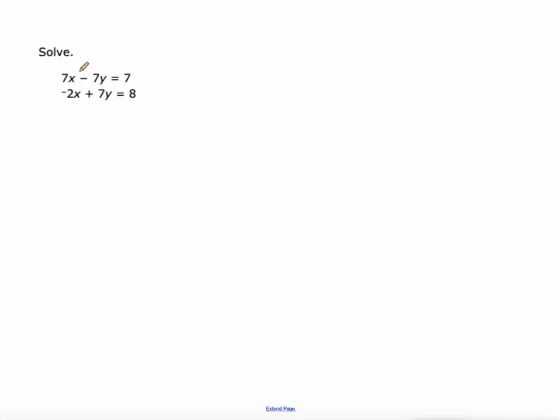Alright, so this one, I noticed the negative 7y and the positive 7y, and this is built for the elimination method or the combination method, where you add those together and you get 0y. 7x plus negative 2x is 5x, and 7 plus 8 is 15. Divide both sides of this equation by 5, and we've already got one value of the coordinate where these two lines meet. All right, so then we can take that 3, plug it into either equation.